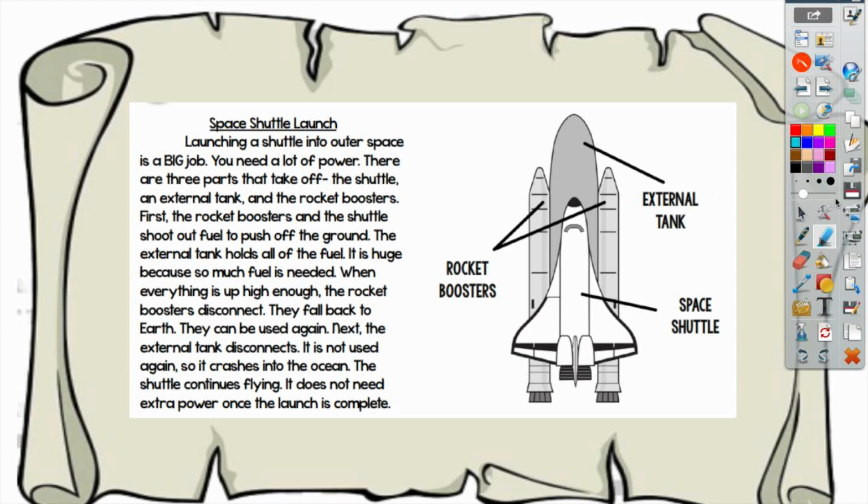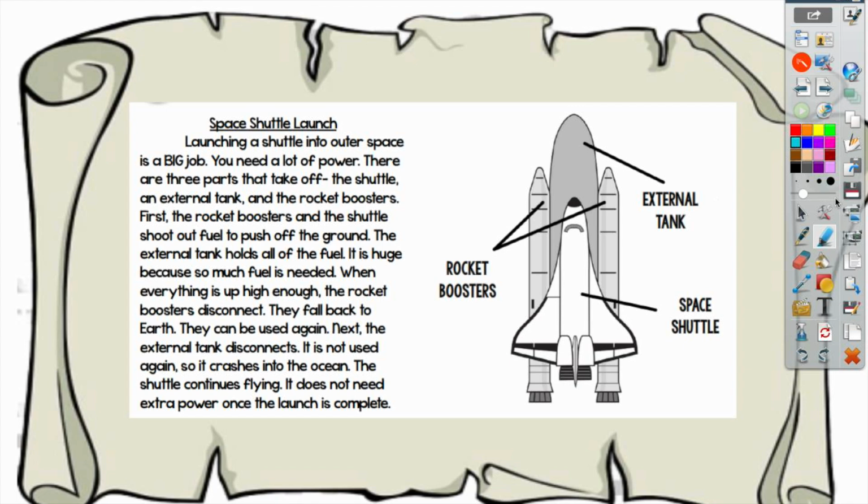First, the rocket boosters and the shuttle shoot out fuel to push off the ground, and the external tank holds all of the fuel. It is huge because so much fuel is needed. When everything is up high enough, the rocket boosters disconnect. They fall back to Earth. They can be used again. Next, the external tank disconnects. It is not used again, so it crashes into the ocean. The shuttle continues flying. It does not need extra power once the launch is completed.